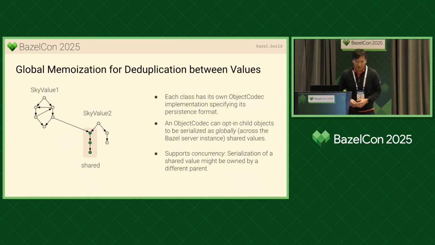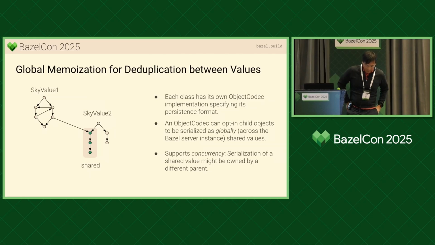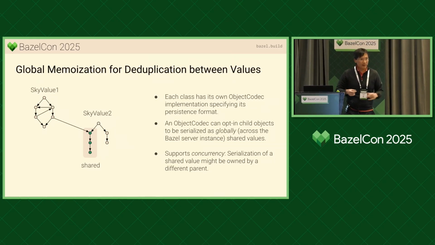So for the first of these problems, you may have been able to guess this, but basically, if you serialize every single Sky value independently of the other Sky values, then you're going to serialize a lot of redundant data because they share data. Like the providers that are passed between Sky values during analysis, they're transitive info providers. So transitive data gets propagated up the graph, gets accumulated going up the graph.